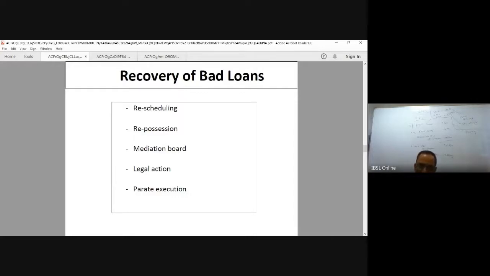Okay, sir. Right. Now, recovery of bad loans, there are many ways. Loans have become bad. You either reschedule or repossess, you go to the mediation board, you take legal action, go for parate execution. There are many ways. Now, leasing assets, of course, leased assets you are able to repossess.